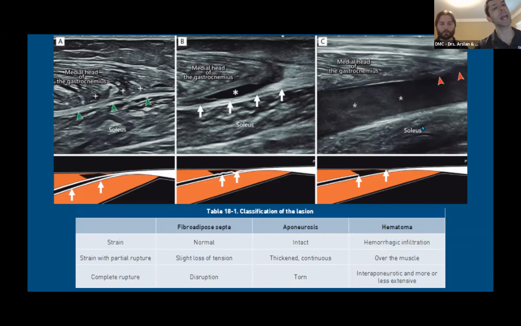This is an image from MSK room that kind of goes through the different grading system for medial gastroc tears. Strain is a grade 1, grade 2 is a strain of partial rupture, and then a grade 3 is a complete rupture. And it goes through the different criteria of the fibroadipose septa, the aponeuroses, and the hematoma. But the thing that really clinched for us the grade 3 was the intraaponeurotic hematoma bleeding that we saw in those previous slides.